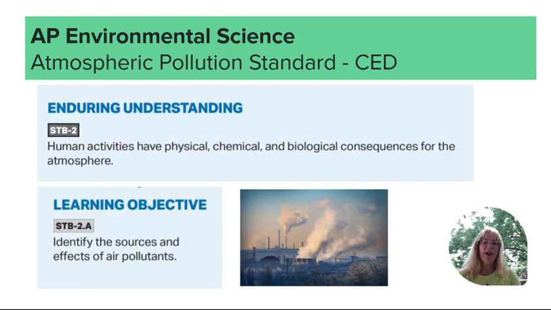So, the standard that we're going to cover today from our course and exam description is from Unit 7, and the enduring understanding is that human activities have physical, chemical, and biological consequences for the atmosphere. So, our learning objective is to identify the sources and effects of air pollutants.